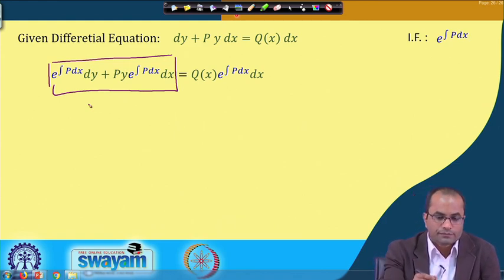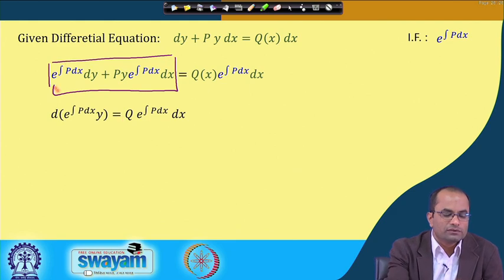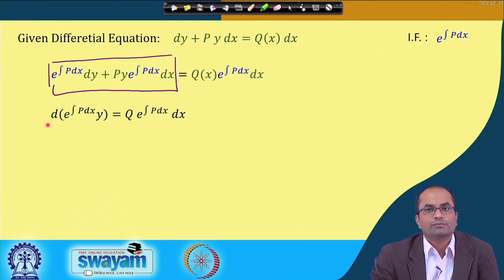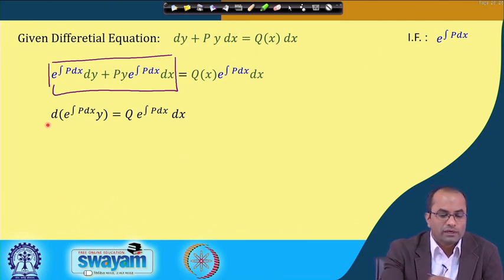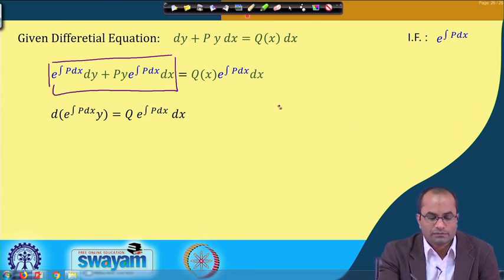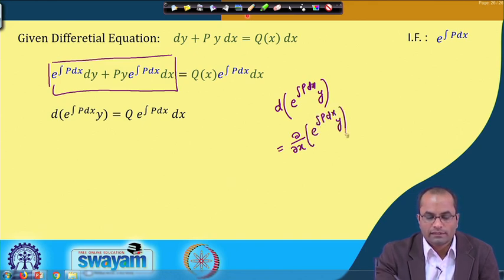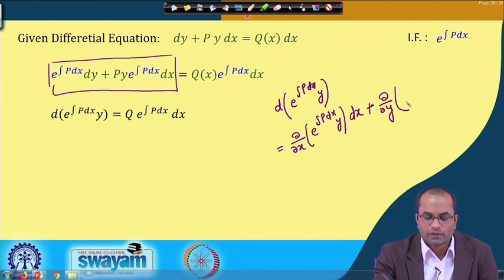So, it is clear now that the left hand side is nothing but the differential of e to the power integral p dx times y. Why is this the differential? If we compute it, the definition of the differential is the partial derivative with respect to x of this given function times dx, plus the partial derivative with respect to y of this given function times dy.